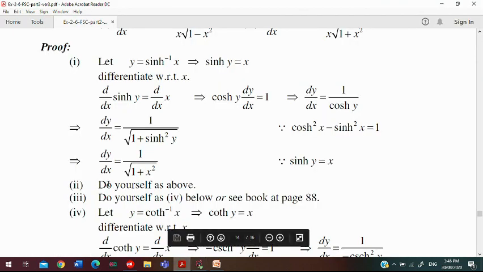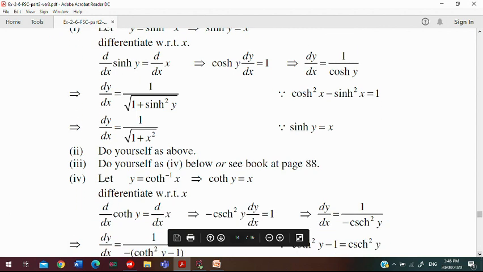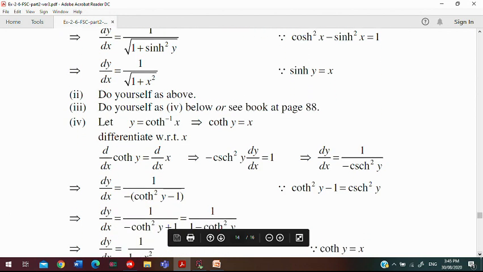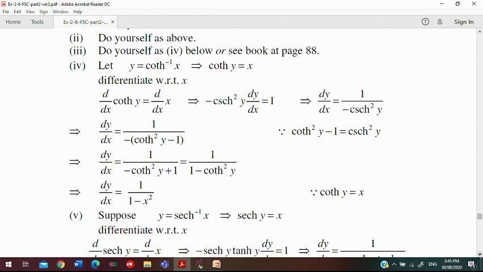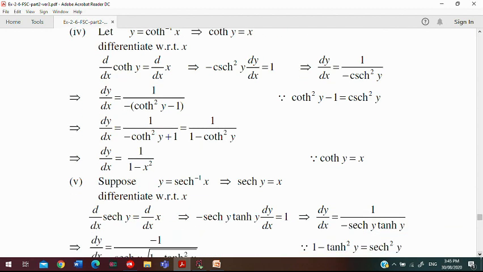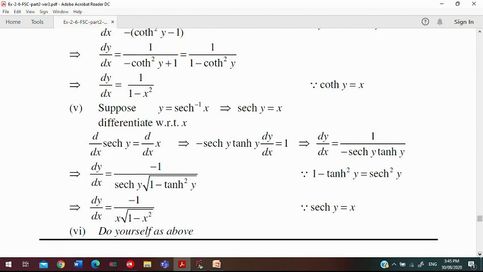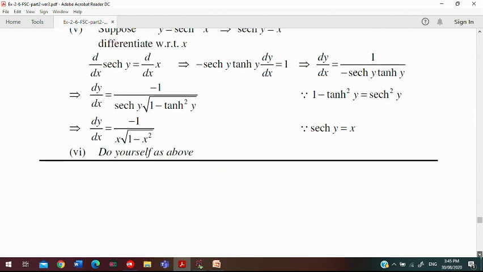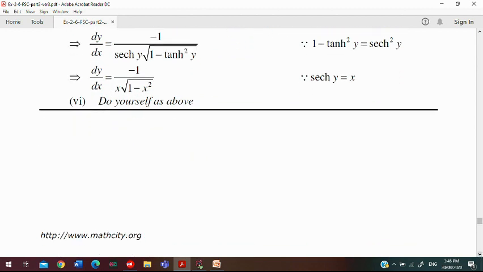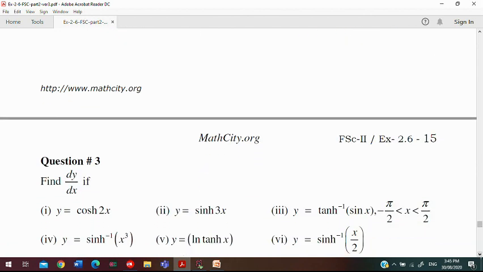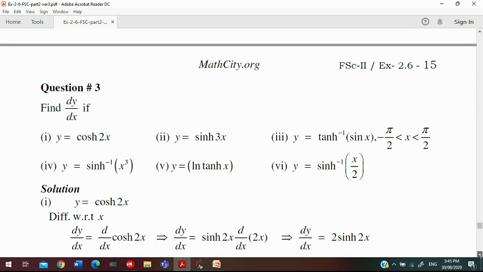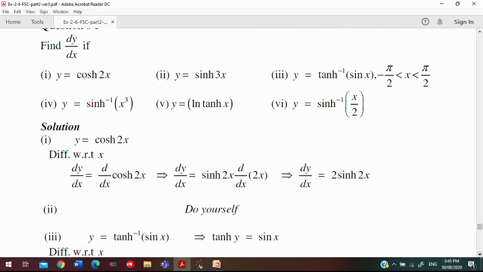You can do it for cos hyperbolic inverse of x, and so on. Here in these notes we have y is equal to cot hyperbolic inverse of x, then y is equal to secant hyperbolic inverse of x, and the rest of the solutions you can solve by yourself. Now we are going to move on to question number 3, in which we have to find the derivative when y is equal to cos hyperbolic of 2x.